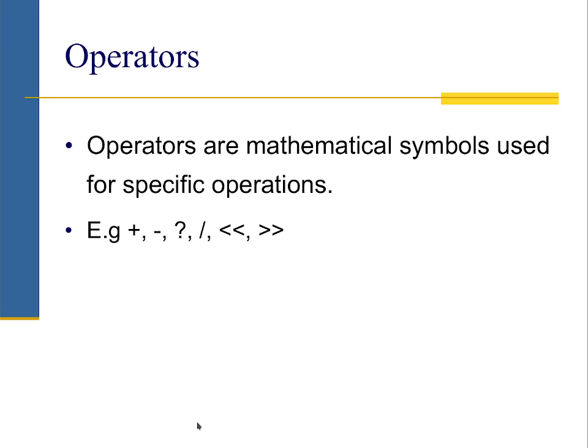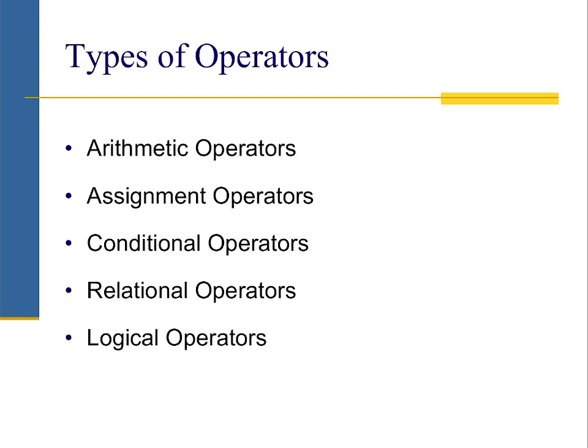We have operators, and basically operators, as we know in mathematics, are mathematical symbols like the plus, the minus, the forward slash, and all that. We have the arithmetic operators, the assignment operators, the conditional operators, the relational operators, and the logical operators.